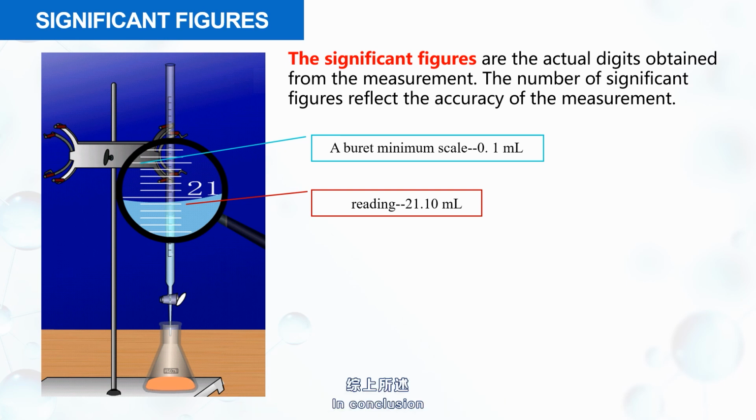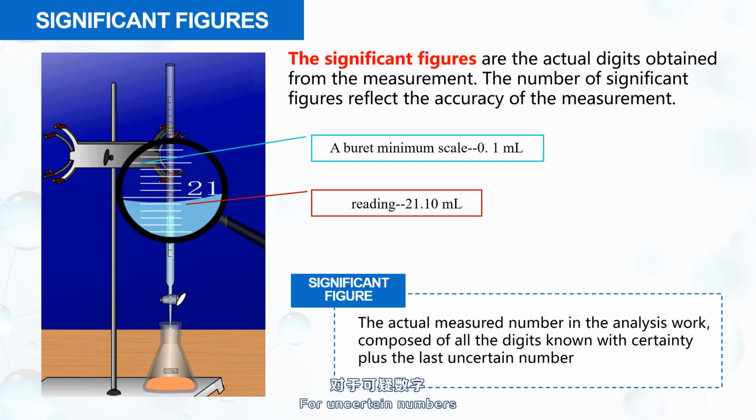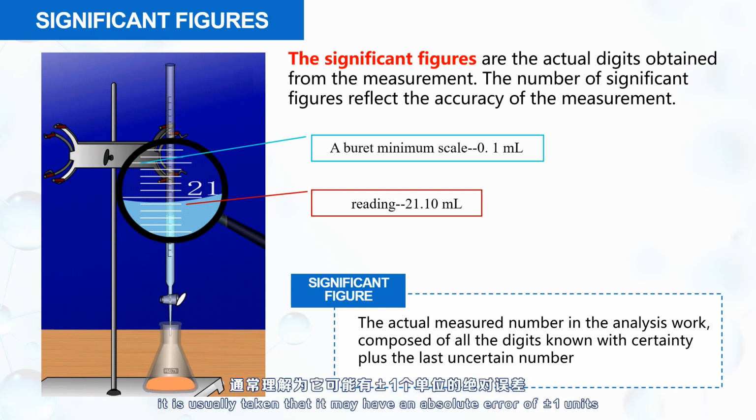In conclusion, the significant figure is the actual measured number in the analysis work, composed of all the digits known with certainty plus the last uncertain number, which together determine the number of the significant figures. For uncertain numbers, unless otherwise noted, it is usually taken that it may have an absolute error of plus minus 1 unit.